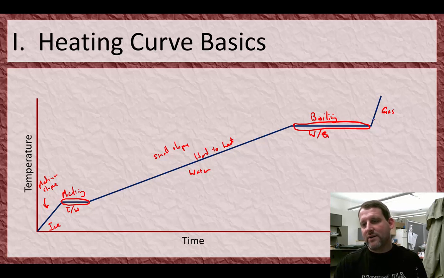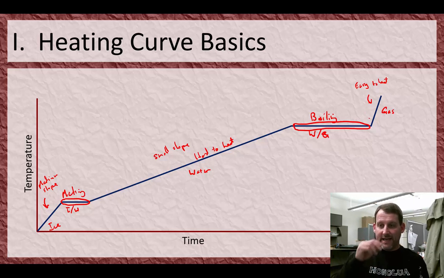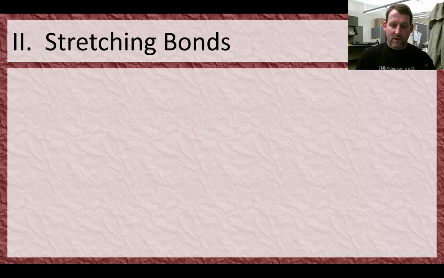And then over here, notice how quickly the temperature rises for gas. That means that it's really easy to heat steam. So it takes very little energy to heat steam, whereas it takes a lot of energy to heat water and somewhat less energy to heat ice. Today we'll understand all of those key concepts. Let's get to it.